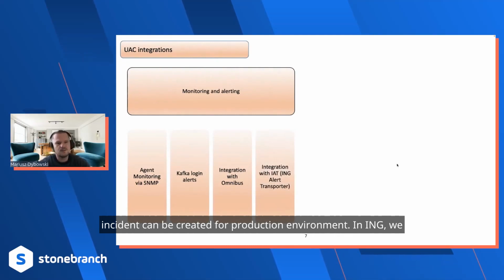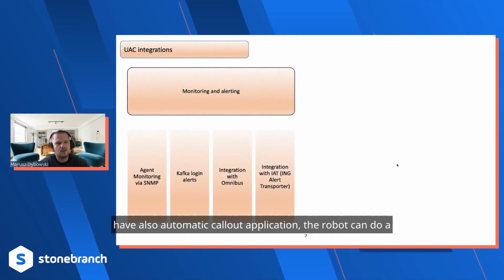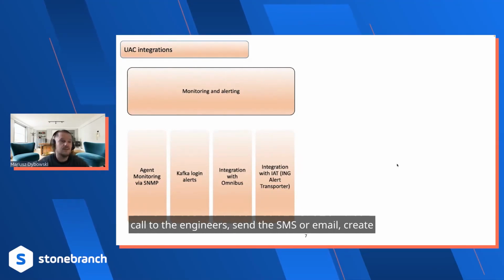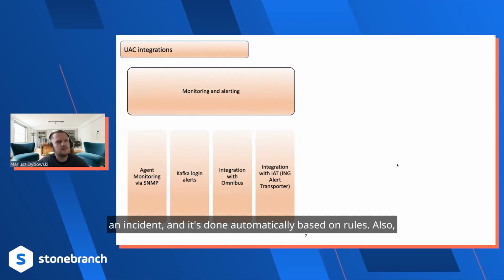In ING, we also have an automatic callout application, so the robot can call the engineers, send an SMS or email, and create an incident, and it's done automatically based on rules.